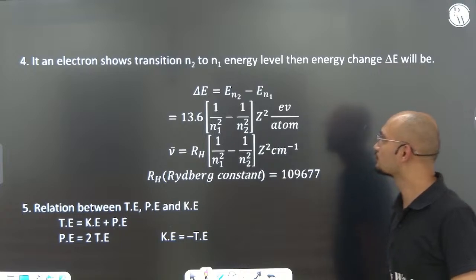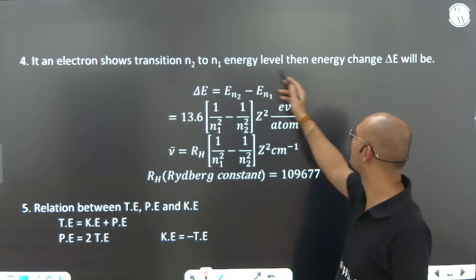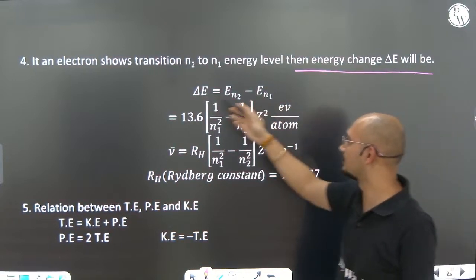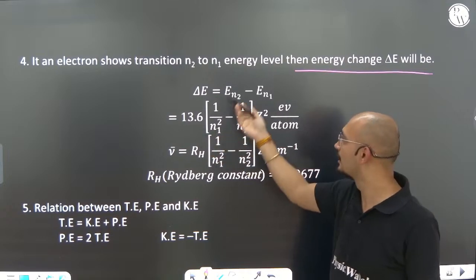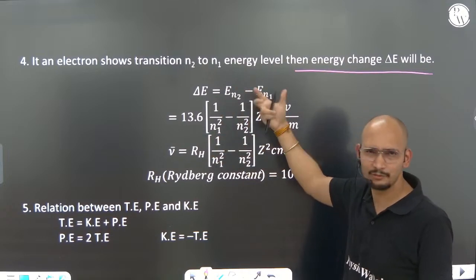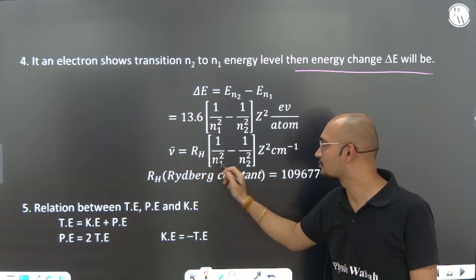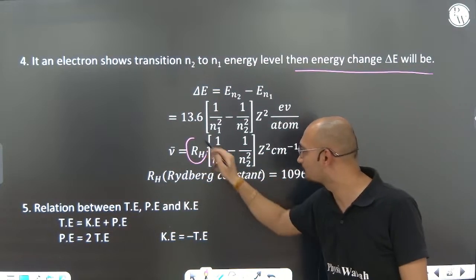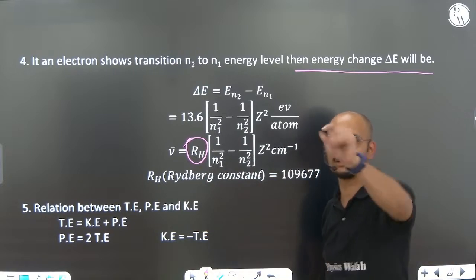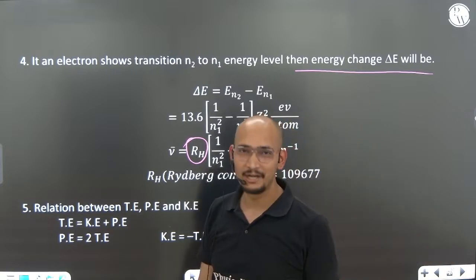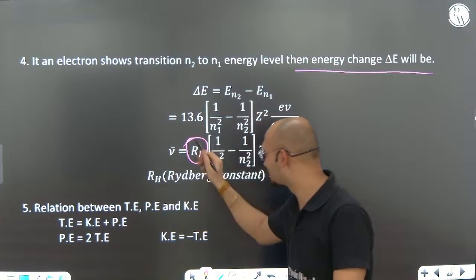If an electron shows a transition from n2 to n1, the energy level, then the energy change delta E will be E n2 minus E n1. That is minus 13.6 into 1 by n2 square minus 1 by n1 square into Z square. That is nu bar equals RH. What is this? It is nothing but Rydberg's constant. Where are we going to study about it? We are going to study about it in hydrogen emission spectra. This formula I hope you all understand.